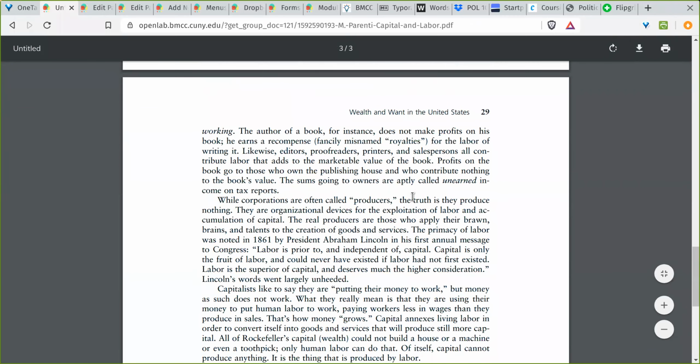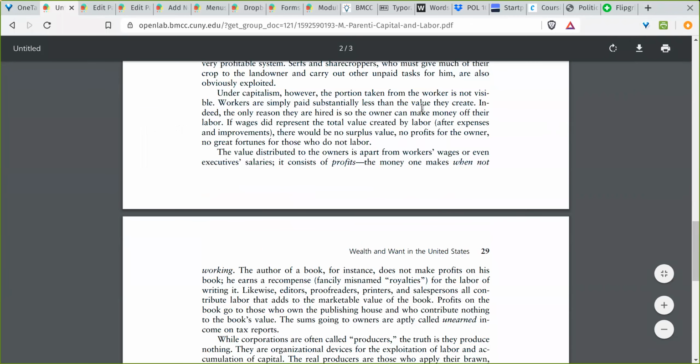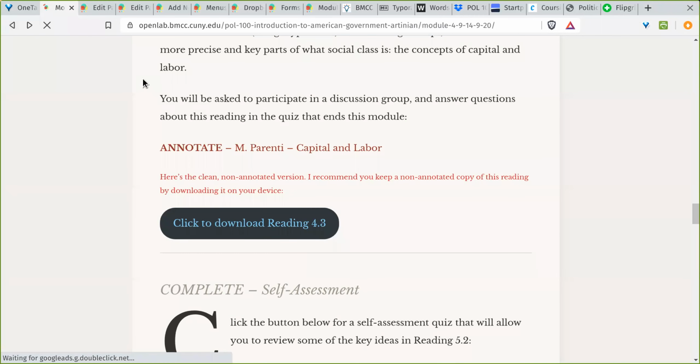So this reading basically is about making these basic distinctions between wealth and labor. Okay, these are connected ideas, and they give us the background which divide America into two different main social classes, those who own wealth and those who do not own wealth. Those who do not own wealth have to basically sell their ability to work to make something that is valuable to those who own the places of business, for example.